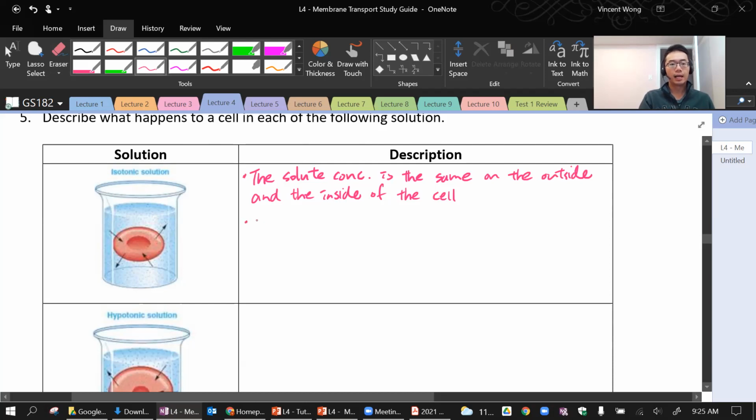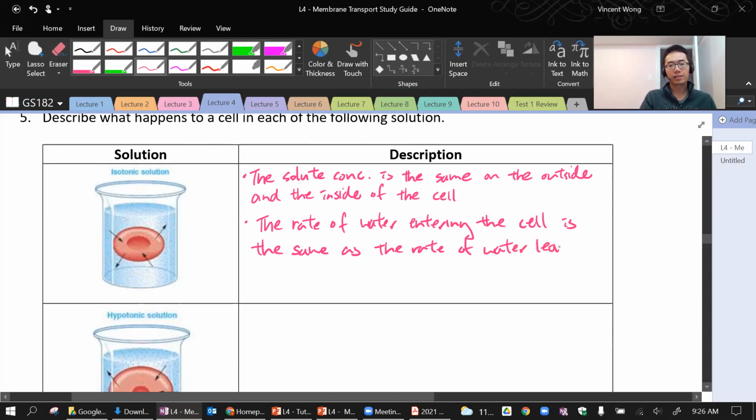So what happens is the movement, the rate of water entering the cell is the same as the rate of water leaving the cell. So there is no net water movement. Okay. Cell is normal.